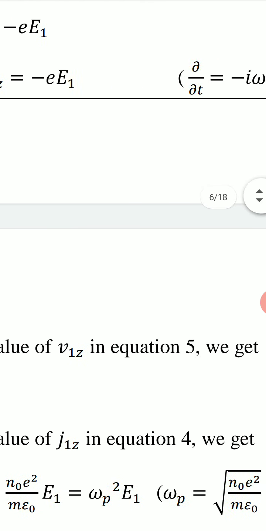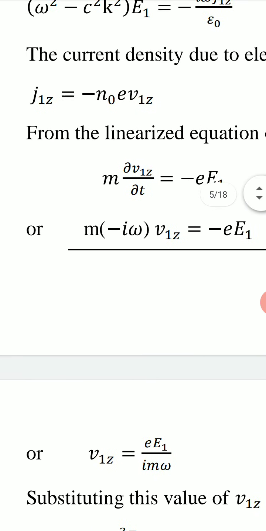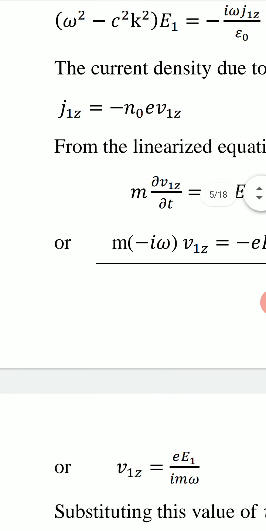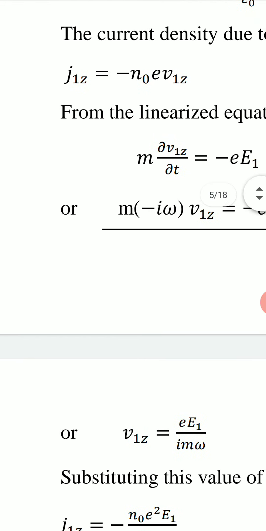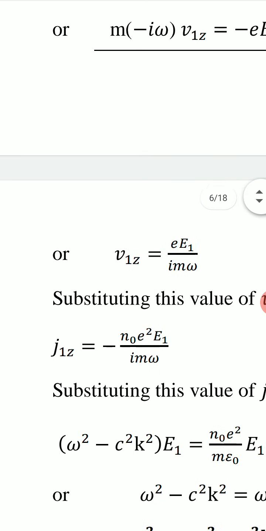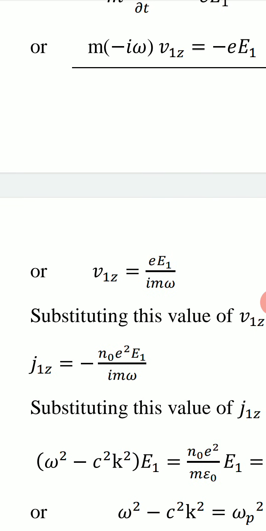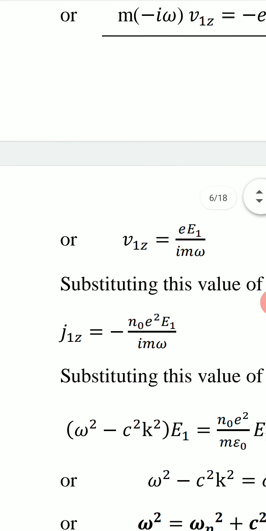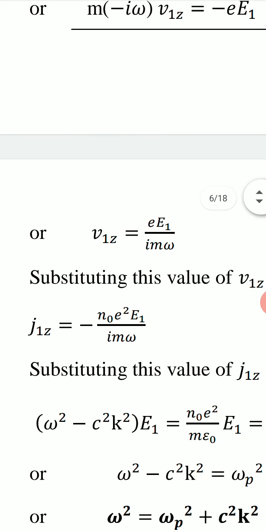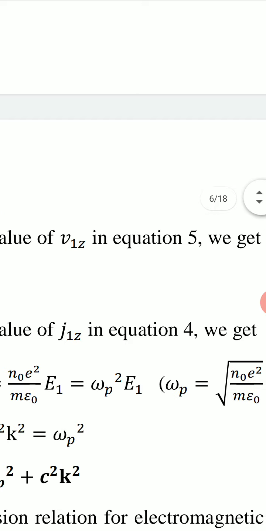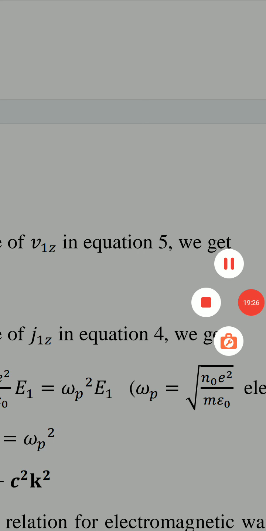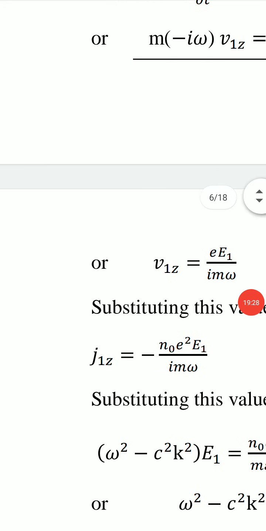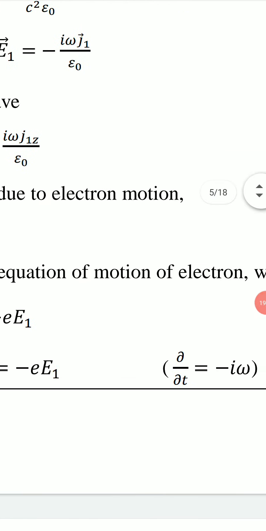Substitute this value of V1z in equation 5. Equation 5 is this equation for J1z, J1z equal to minus n0 e V1z. Here we write the value of V1z equal to e E1 upon i m omega. So J1z, z component of current density, now becomes minus n0 e square E1 upon i m omega, and substitute this value of J1z in equation 4. Equation 4 is this equation.